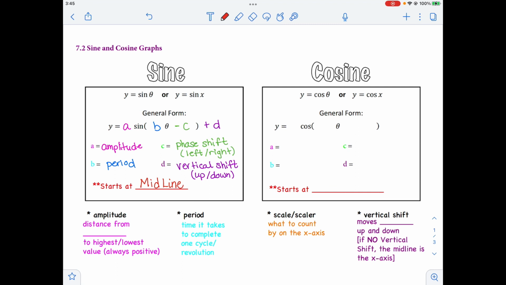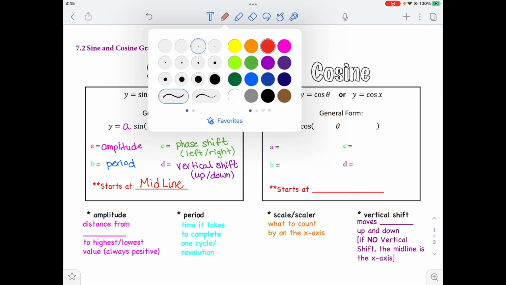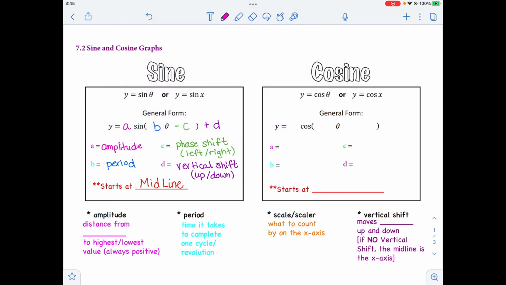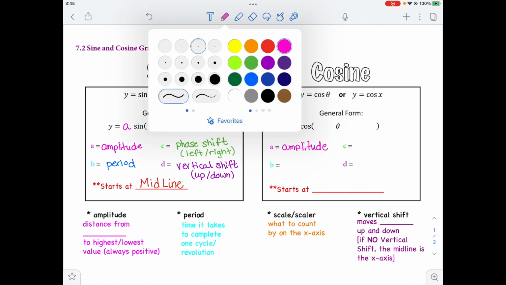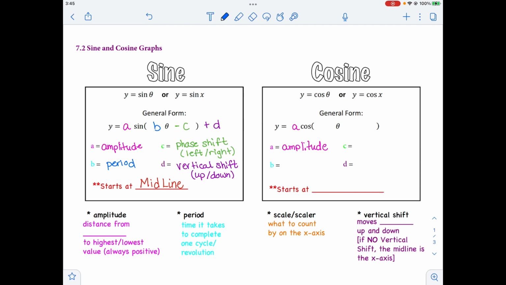Okay, all right, let's look at our cosine. Our cosine's general form is very similar, looks exactly the same. We're going to have an A here, but our cosine instead of sine. And our A, again, is our amplitude. Then we have our B, which is our period. And then we have our C, and it's always minus C. And this, again, is our phase shift.